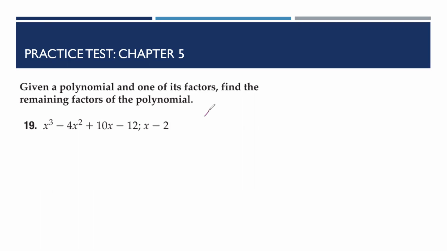So I'm going to see if I divide x cubed minus 4x squared plus 10x minus 12 by x minus 2, which is one of my factors, because I know this times something else is going to give me this. So I'm going to go ahead and do that. All right, so x times what is going to be x cubed, well, x squared.